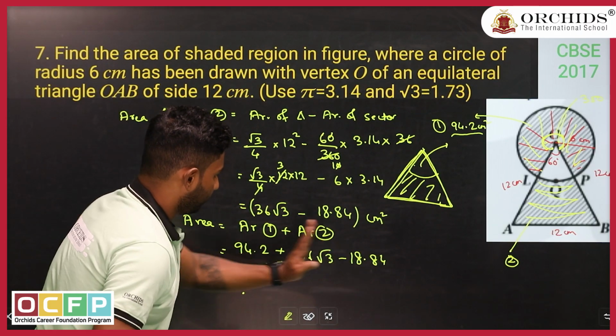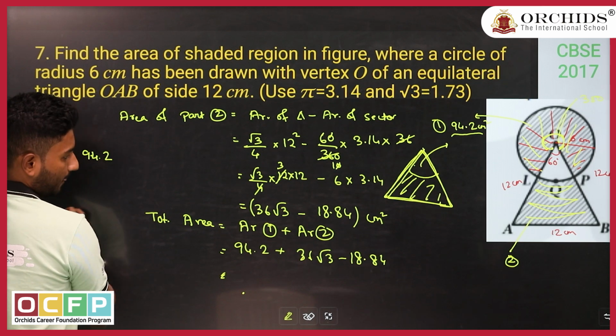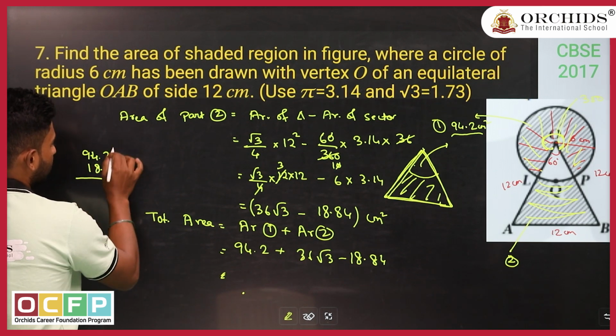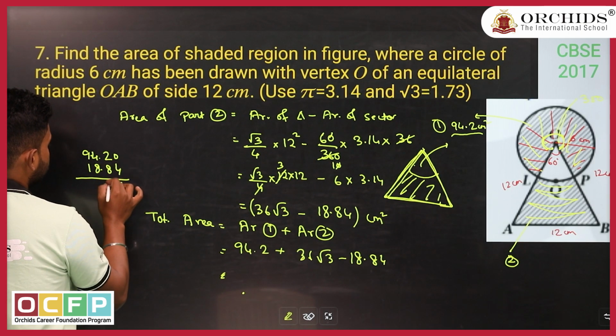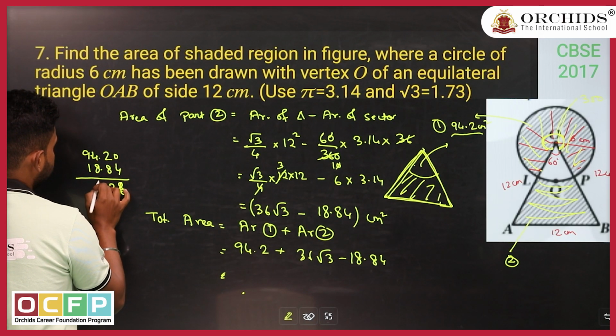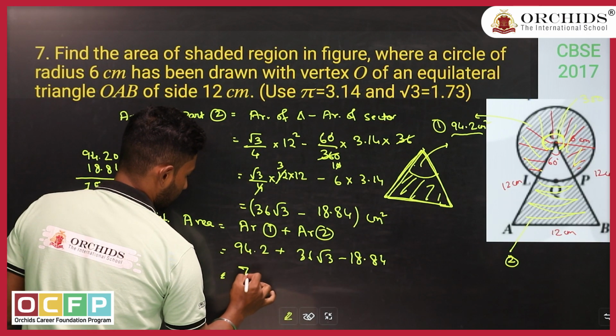So 94.2 minus 18.84, you have to subtract it. So if I subtract, what do we get? 6 here, then 3, then we have 13 minus 5, we have 8, 75.36.